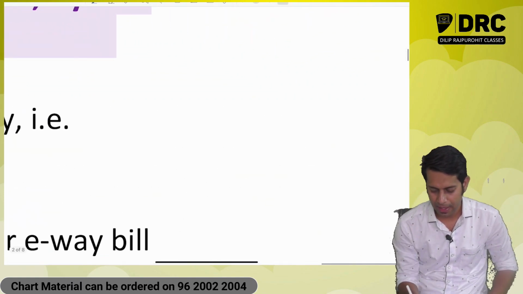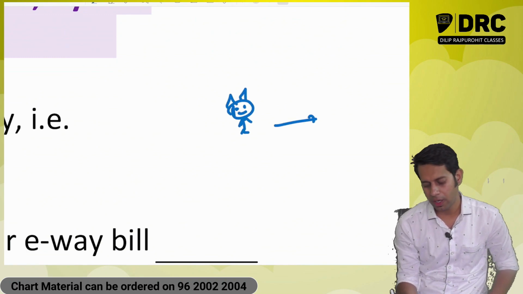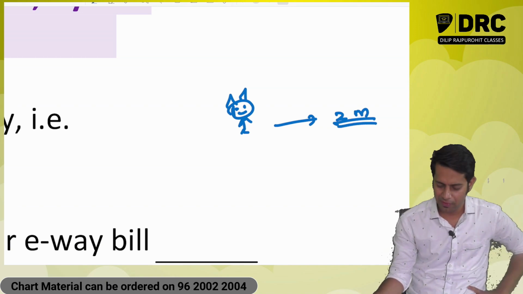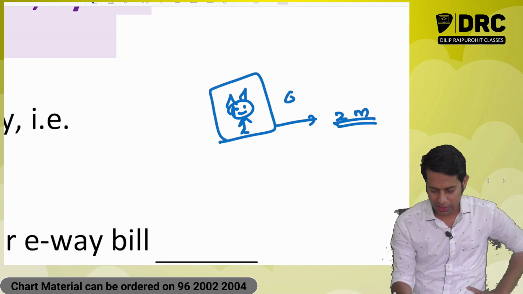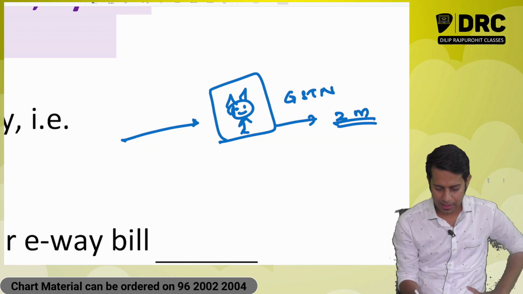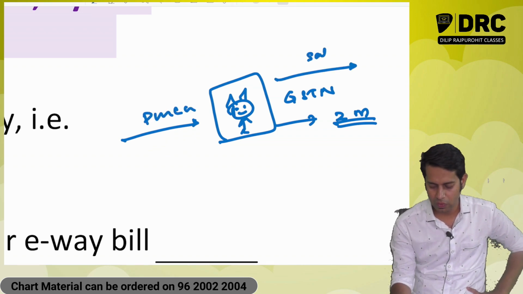Say for example, Dilip has not filed his return for continuously 2 months. I have not filed my GSTR 1 or GSTR 3B for 2 months. Now I was registered under GST law. Normally what used to happen, Dilip can be a person who is purchasing, Dilip can be a person who is selling the goods.